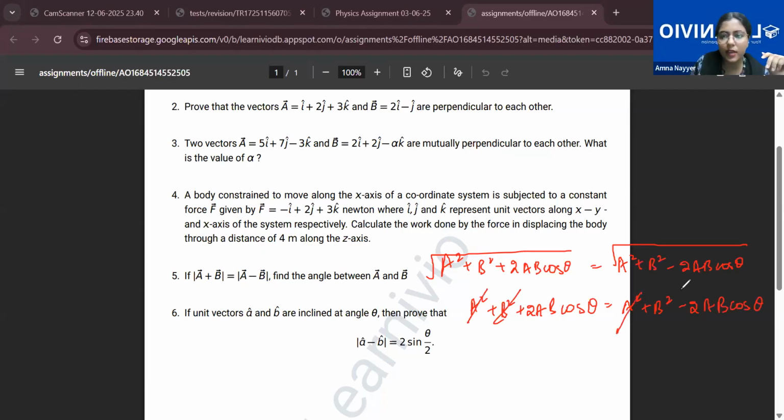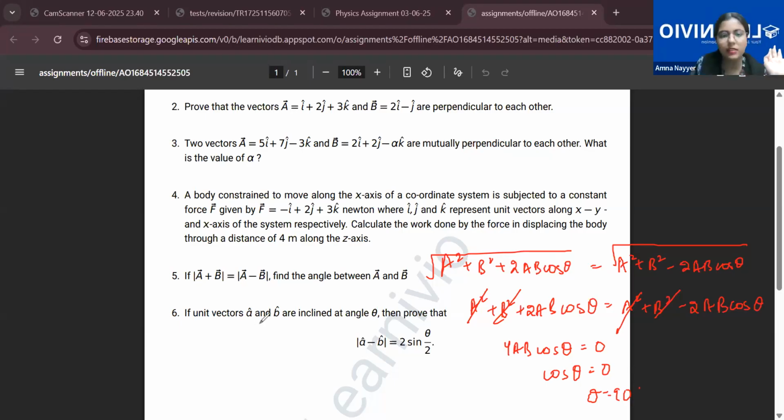A square, b square will be cancelled. Bring this on this side. 4ab cos theta will be 0. Right? 4ab is getting divided here. Cos theta is 0. Theta is 90 degrees. Yeah? So here your angle will be preserved. Okay? This is one thing that you can do. Got it, Neha? Now have you understood this? Yes. Okay, this I think you will be able to write.